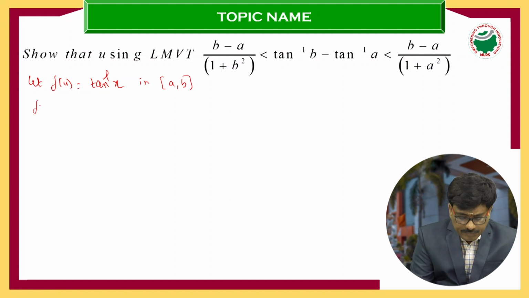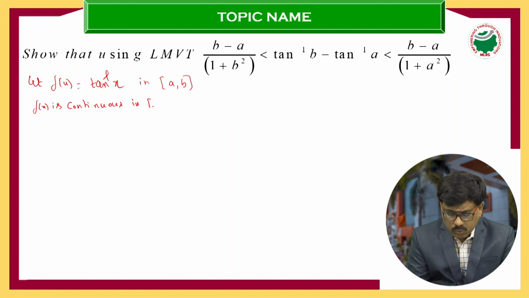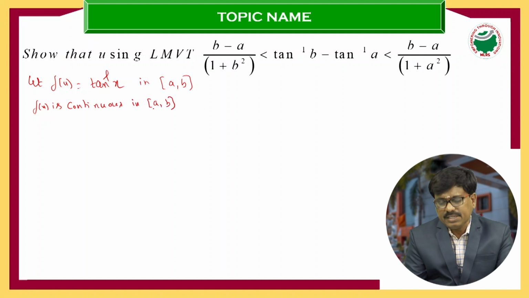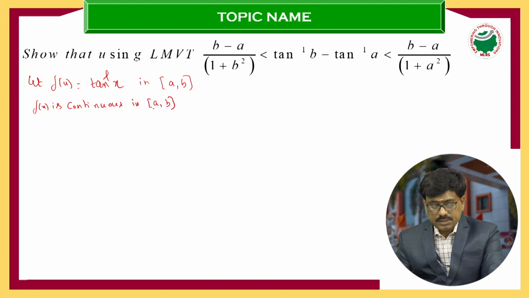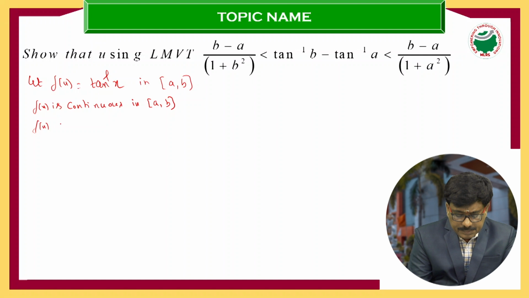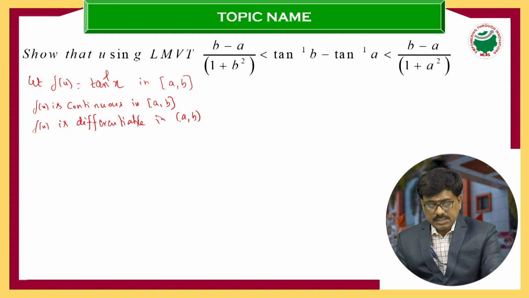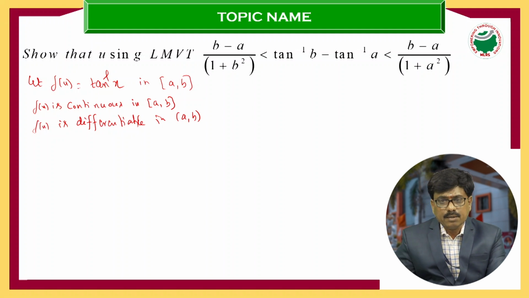Okay, f of x, what is the condition? The first condition says f of x is continuous in the closed interval a comma b, and f of x is differentiable in the open interval a comma b.